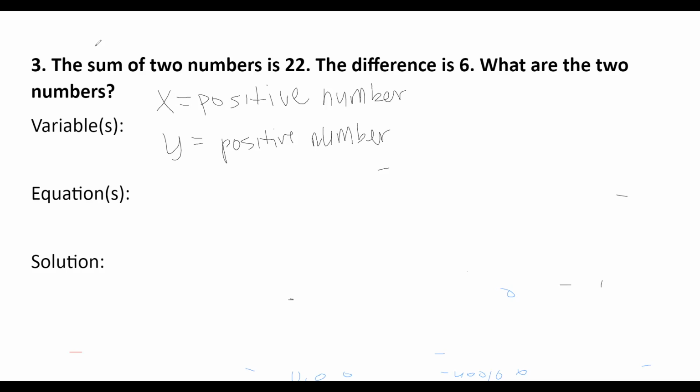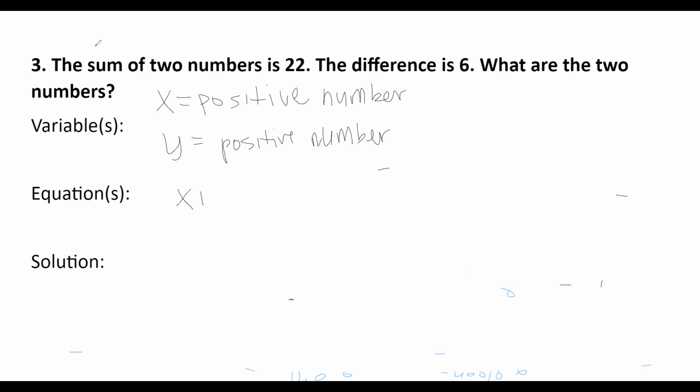Okay, so let's write our equations. Just stop in here. What do you guys think the first equation is going to be? So it talks about the sum of two numbers. We already defined our variables. Is 22. So if the sum of two numbers is 22, what do you guys think that first equation is going to be?